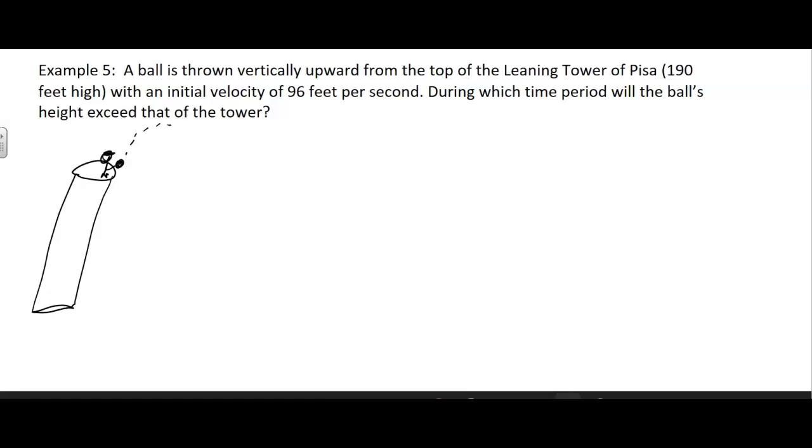Anyway, it says a ball is thrown vertically upward from the top of the Leaning Tower of Pisa. Okay, so the ball's going to go up and then it's going to come back down, right? Because of gravity. So we're going to need that equation that we had in the last video.